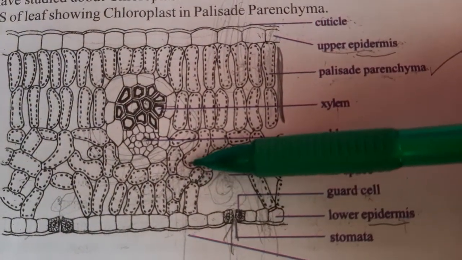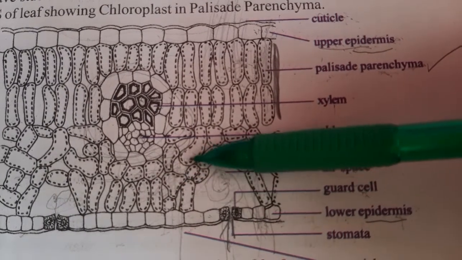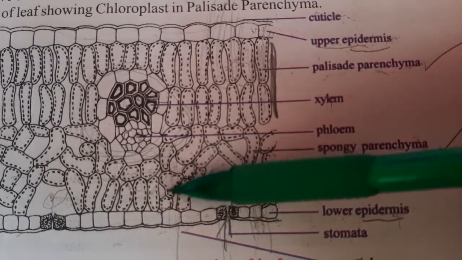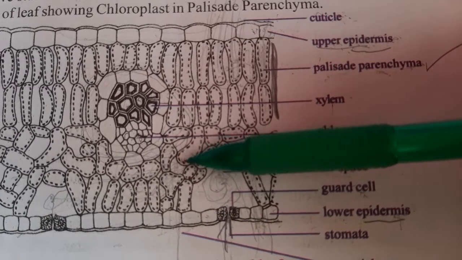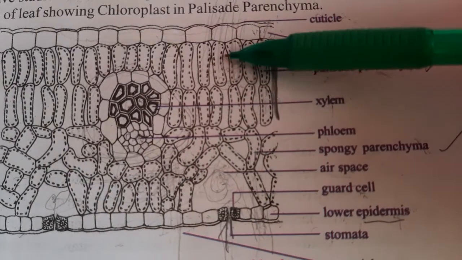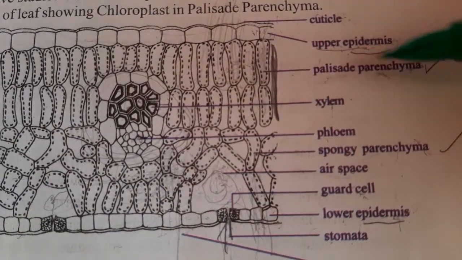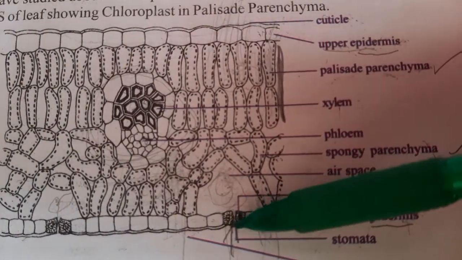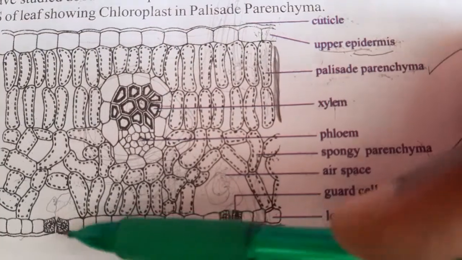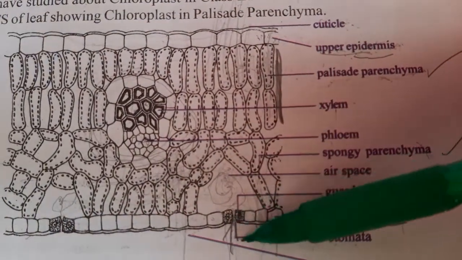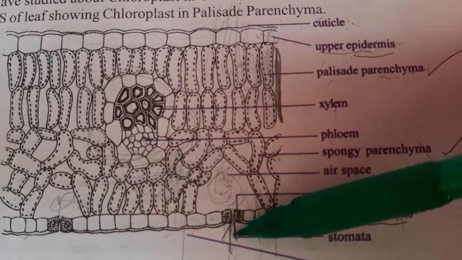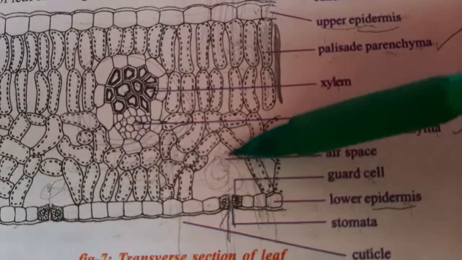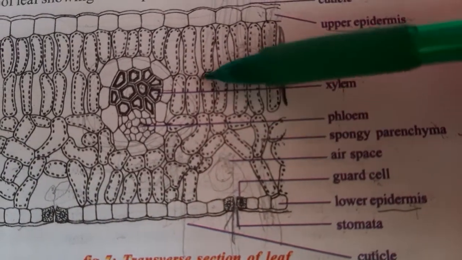And inside the cells of this spongy parenchyma, you can find some dot-like structures. These are called chloroplasts, but less in number comparing to the chloroplasts present in this palisade parenchyma. Okay. Now students, come to the next part, the pore-like structures. So these are called stomata. So through stomata, air passes into the leaf.